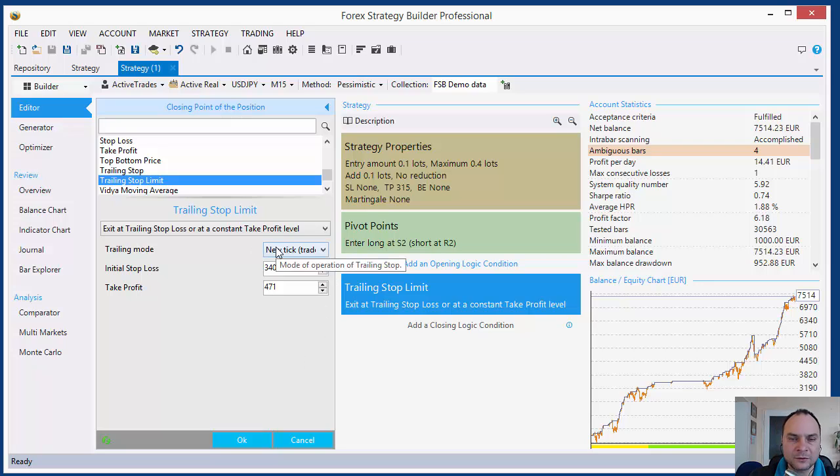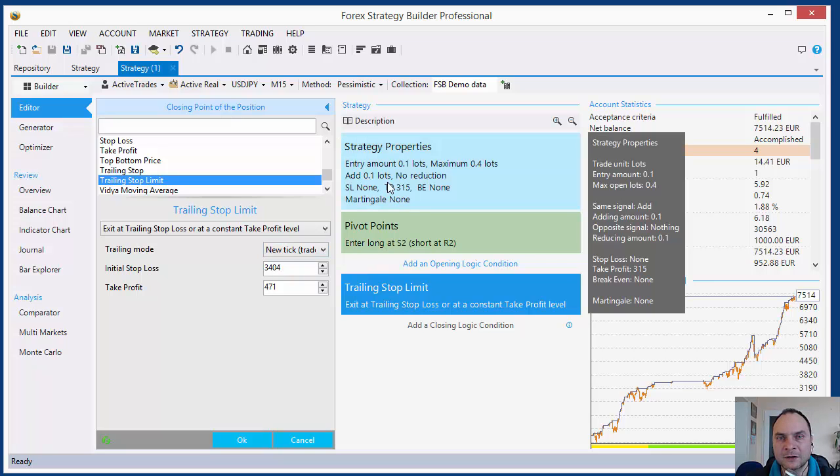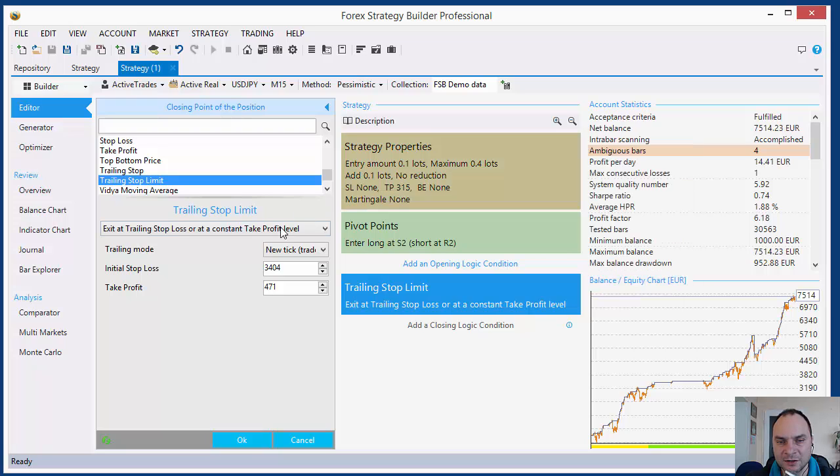But this is not very good for MetaTrader, because especially if you have adding, MetaTrader 4 opens several positions, and at every tick it must send a modification order to the broker. This is not good. I will leave it at new bar, and the initial stop loss is too high. I don't think this works.